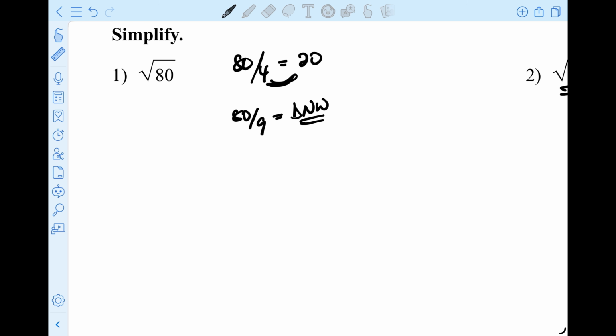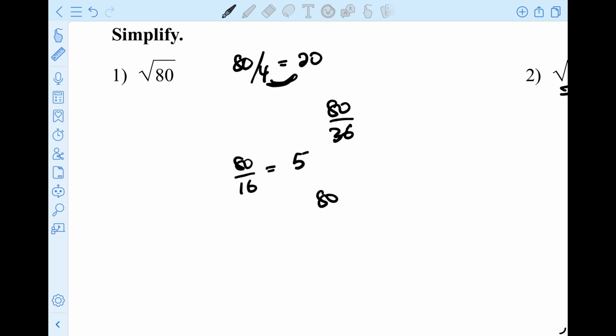80 divided by 16, right? That works. That gives us 5. 80 divided by 25 does not work. I'm just going to say does not work, so we don't waste our time. 80 divided by 36 does not work, okay? Remember, we're looking for leaving no remainder. Because we just divided by 36, the next perfect square would be 49. We know it wouldn't work because 49 is greater than half of 80, because half of 80 is 40.